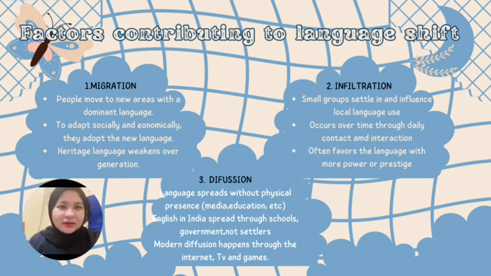Another key factor is diffusion. This happens when a language spreads without the need for physical migration. It can occur through media, education, and now digital platforms like the internet, TV, and even video games. A great example is the spread of English in India during colonial times. English didn't spread because of settlers, but through schools and government institutions. Nowadays, global media and online platforms play a huge role in spreading dominant languages across the world.